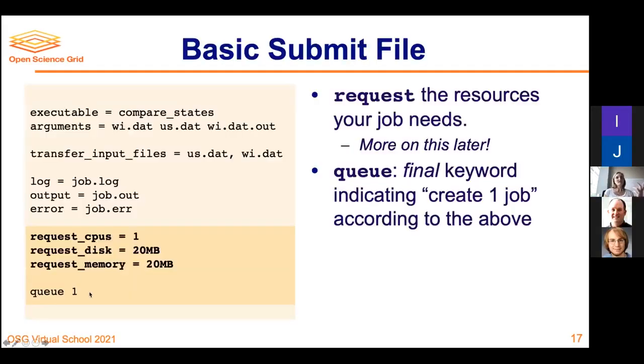Oh, and then the final thing is that you need a queue statement. So any of the lines above this can be in any order you want, but the last line needs to be a queue statement to say queue 1 job, and you can queue without the number 1, and that will give you 1 job. We'll see later what queue statements you could add to queue multiple jobs.